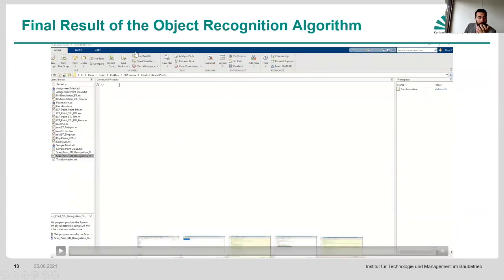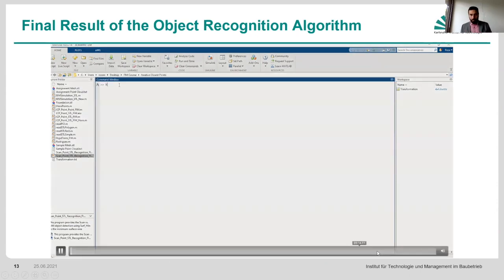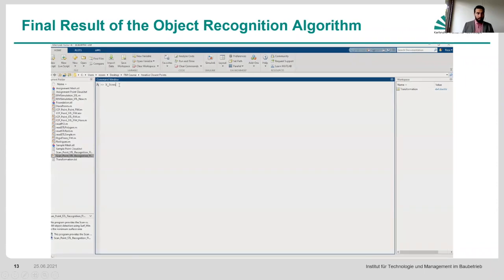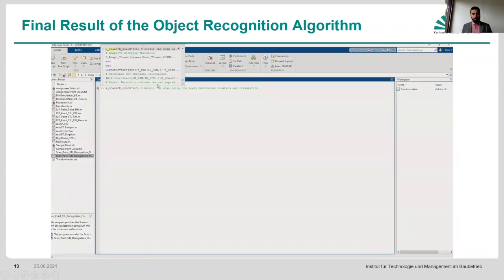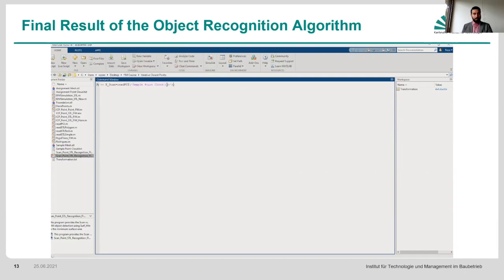So let's take a look at the final results of the object recognition. So if you take a look at this, we have our X underline scan. This is basically the same as what we had. You probably have the transformation, all of these aspects together with it.